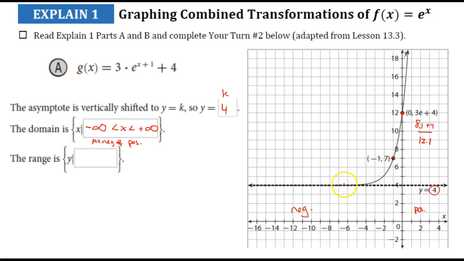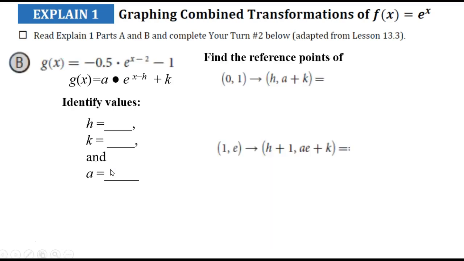Even though it looks like it's touching, that graph actually will not cross that y value of 4. So that means y can be all numbers that are bigger than 4, like 5, 6, 7, 8, 9, all those numbers that are greater than 4, but not actually touching 4. Okay. Well, moving right along, let's go on to Explain B.